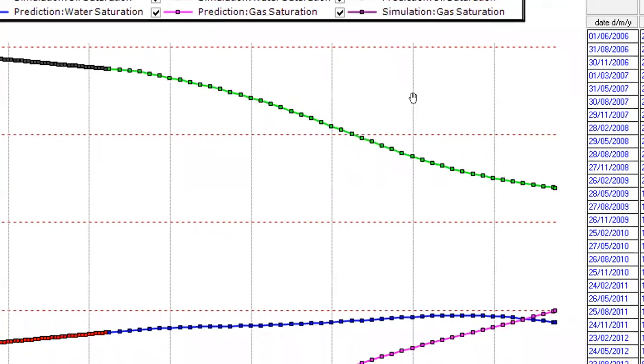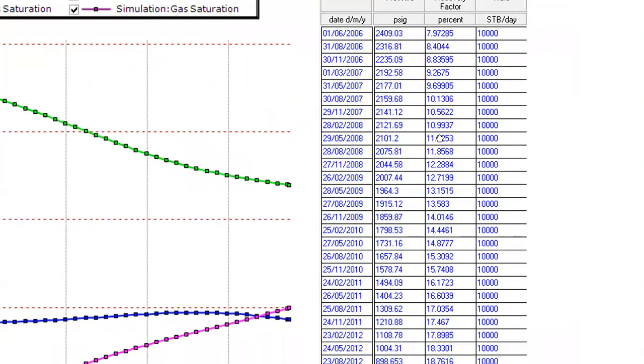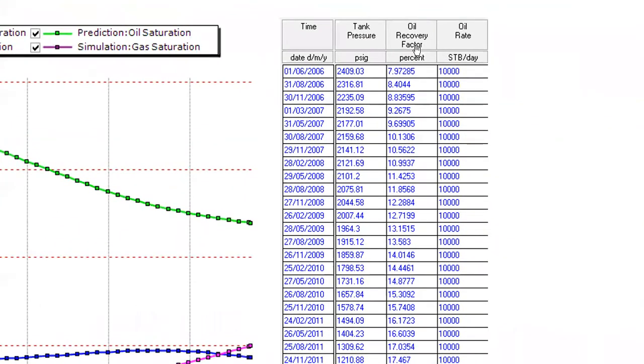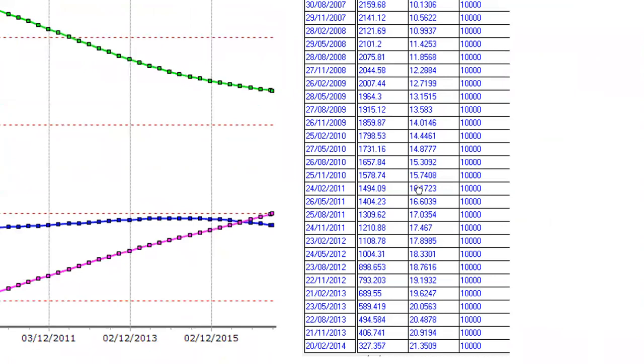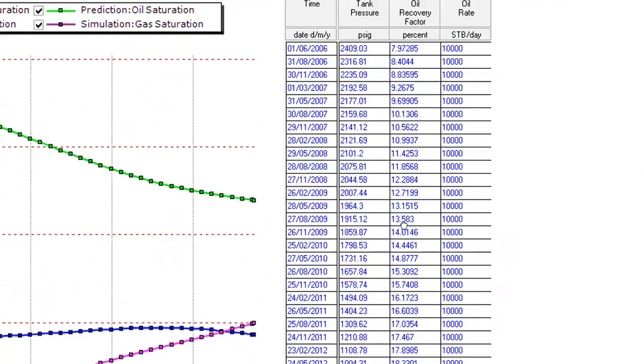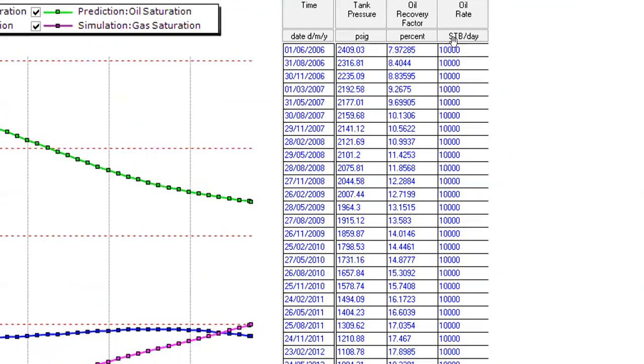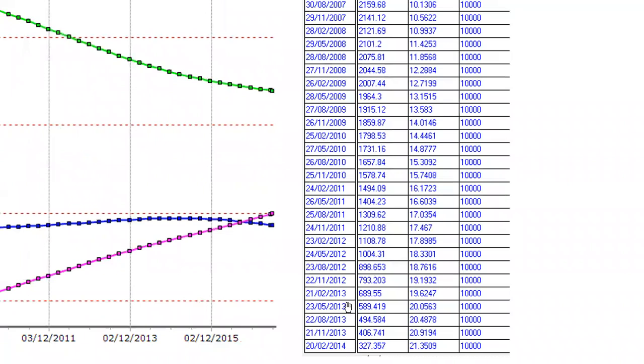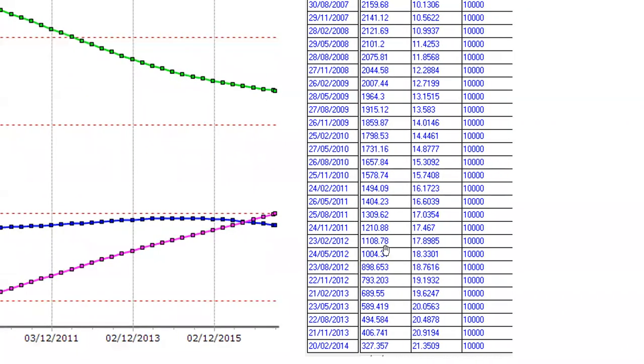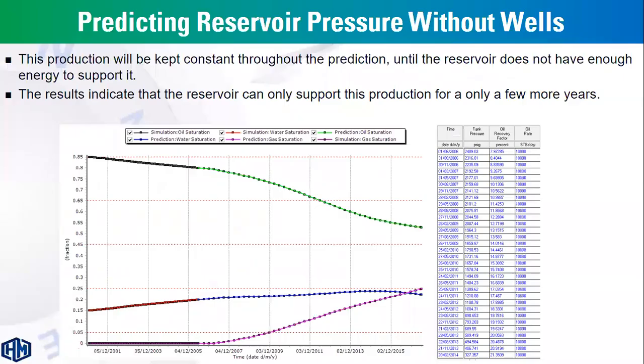In this table, we have the time against the tank pressure, or reservoir pressure, versus oil rate. The defined oil rate constraint is 10,000 barrels per day. Without any additional constraints, to achieve this constant flow rate, the reservoir pressure will drop dramatically starting from 2006 up to 2017. We have a high drop in the average reservoir pressure.